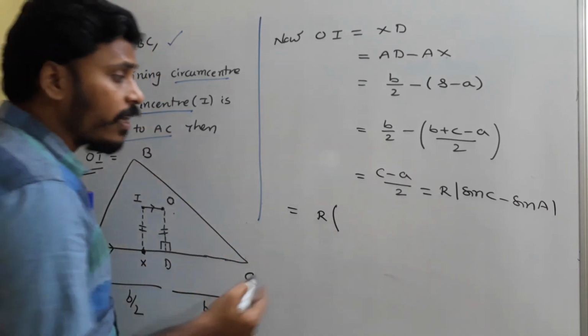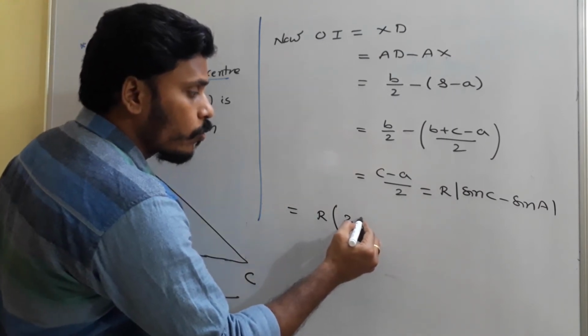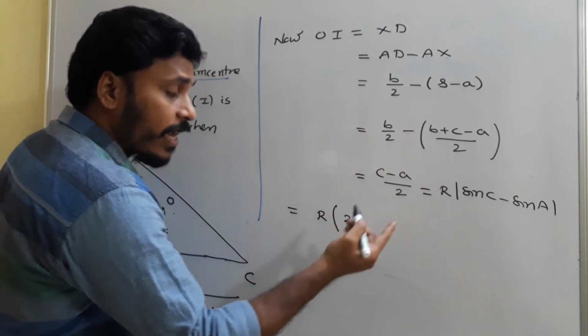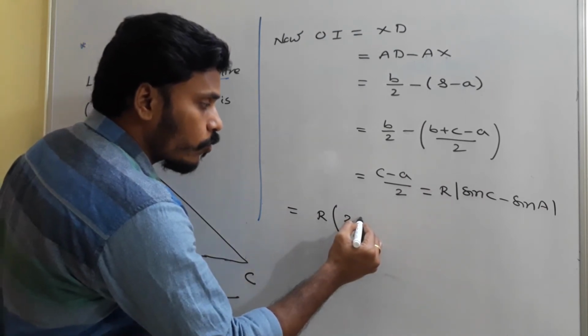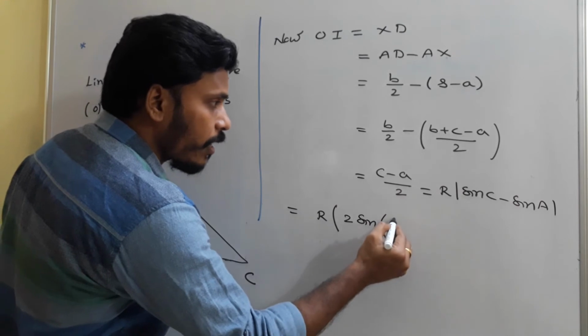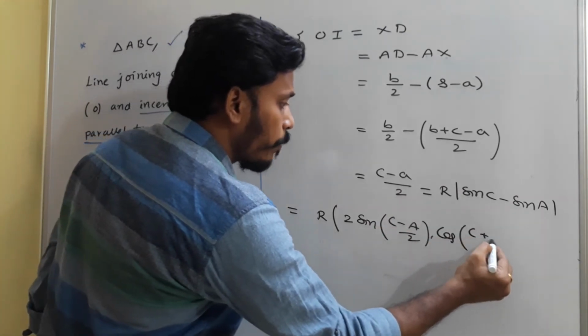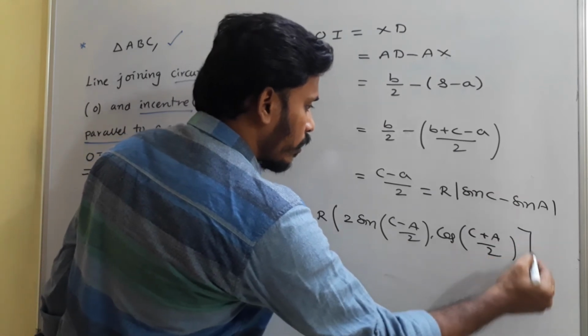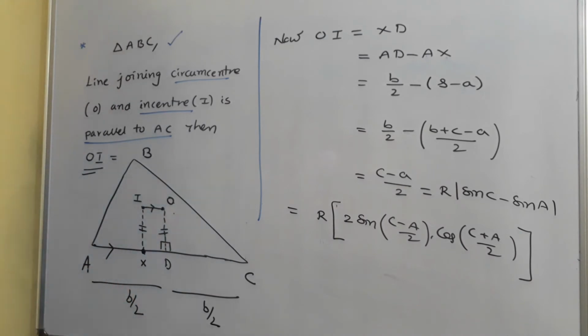Sin C minus sin A is simply nothing but 2, because it is sin C minus sin A. What is the formula for sin C minus sin A? 2 sin of C minus A by 2 into cos of C plus A by 2. That's what we need to simplify. You just have a look how to simplify further.